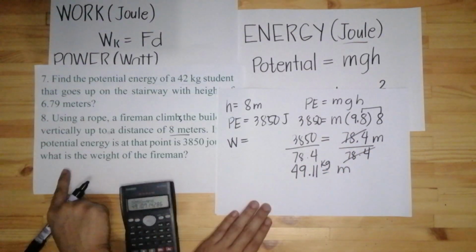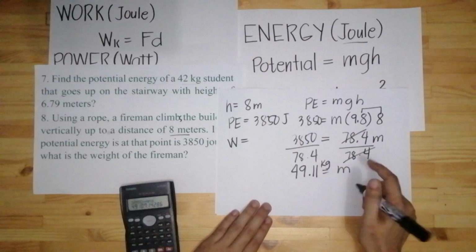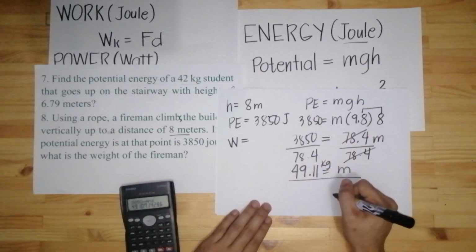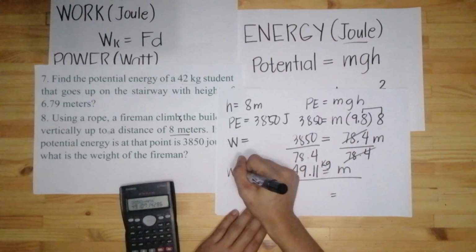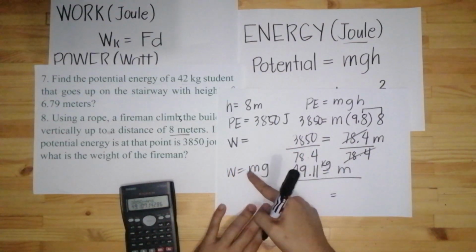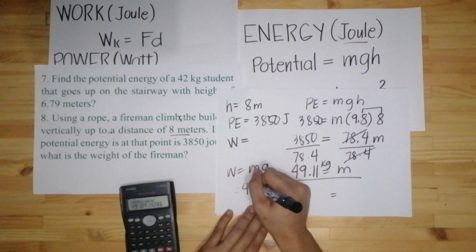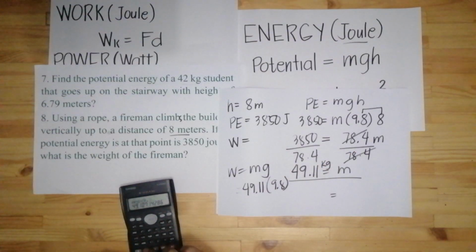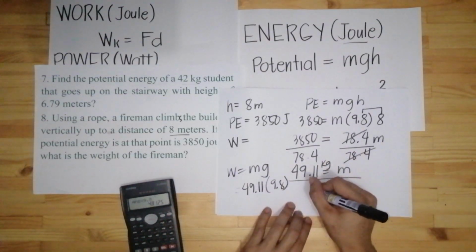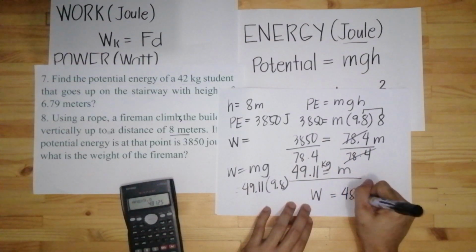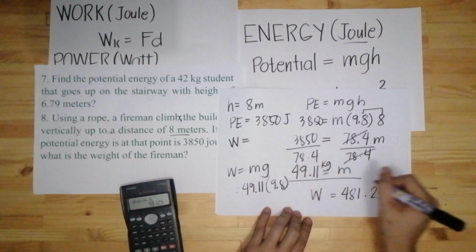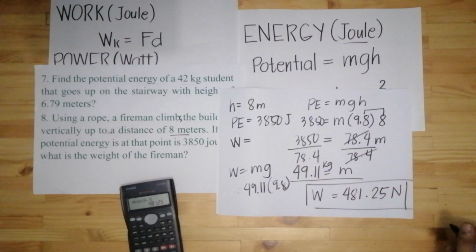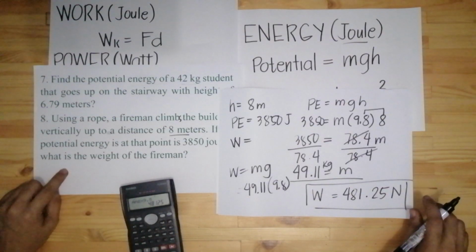So, ang tinatanong dito, what is the weight of the fireman? So, to get the weight, pag may given mass tayo, multiply mo lang ulit sa 9.8. So, 49.11, di ba ang weight natin ay may formula na mg. May m na tayo, 49.11 times 9.8 na lang. So times 9.8, the weight is equal to 481.25 Newton pagka-weight. Kapag mass, kilograms lang. That's how you do number 8.